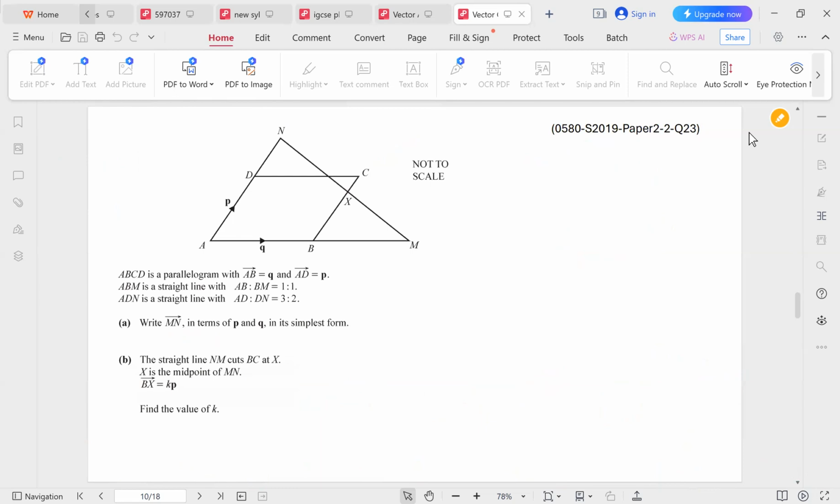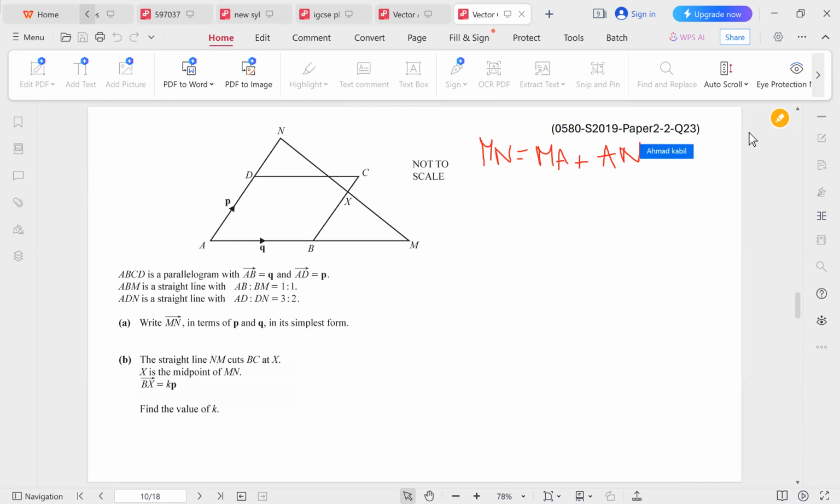ABCD is a parallelogram with AB equal to Q and AD equals to P. ABM is a straight line with AB to BM equals 1 to 1. ADN is a straight line with AD to DN equals 3 to 2. Write MN in terms of P and Q in the simplest form. So let's begin by finding MN. So MN is equal to MA plus AN.